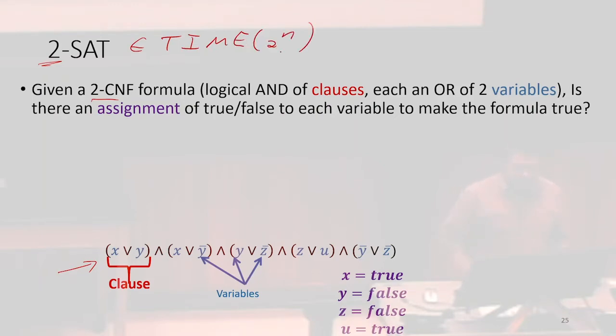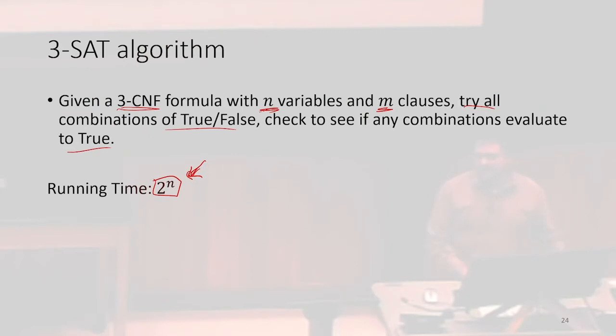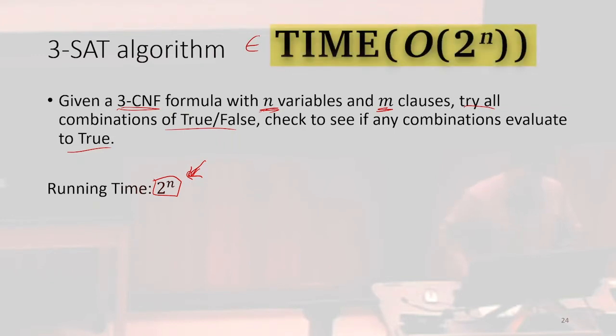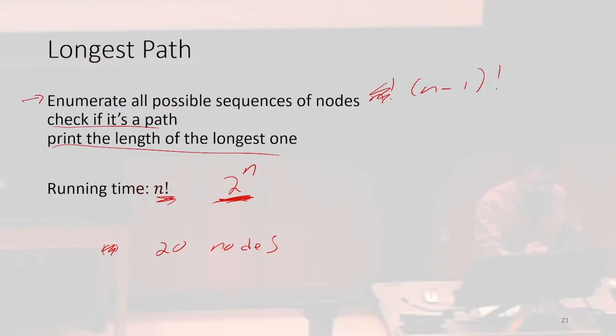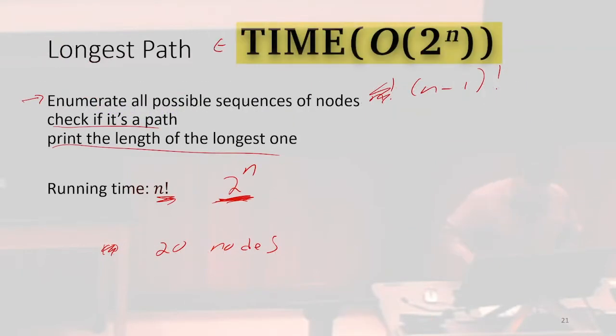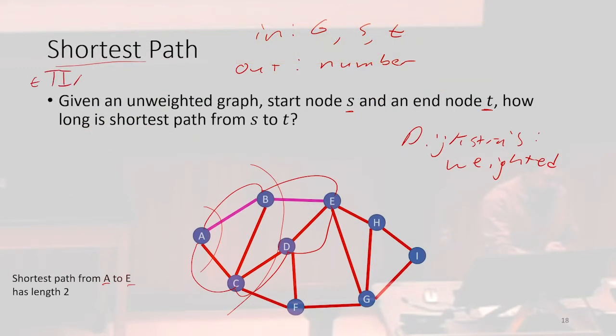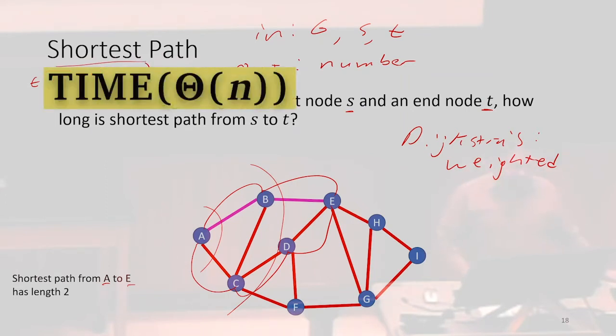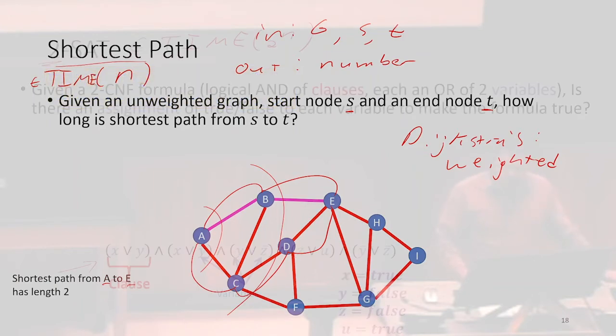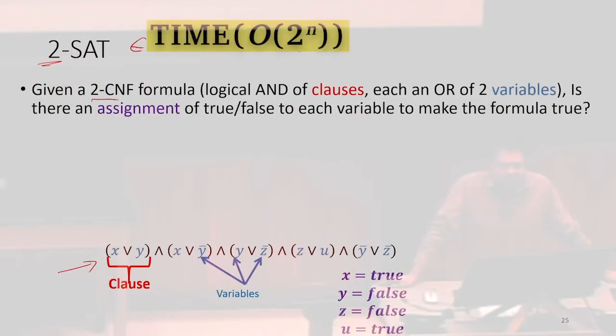So we mentioned that this time of t of n said, can we come up with a Turing machine that would solve that within t of n steps? So in this case, we saw that 3SAT belonged to time 2 to the n. We saw that longest path belonged to time 2 to the n. And then we saw shortest path belonged to time of like n or something like that. So we certainly know now that 2SAT belongs to time 2 to the n, because the same algorithm as what worked for 3SAT is going to work for 2SAT as well.